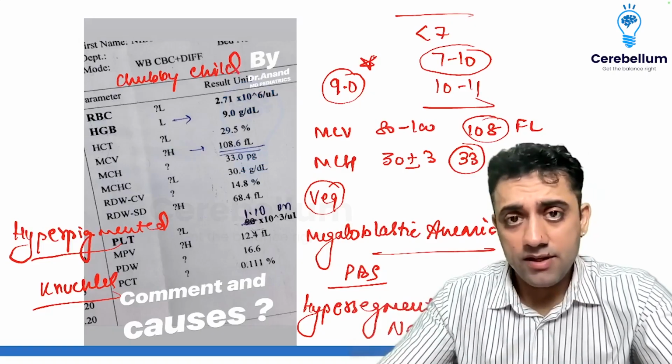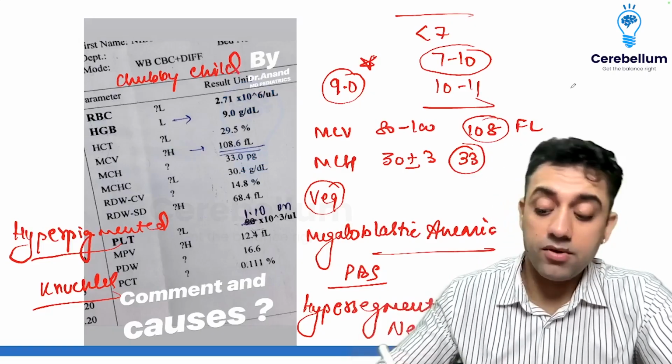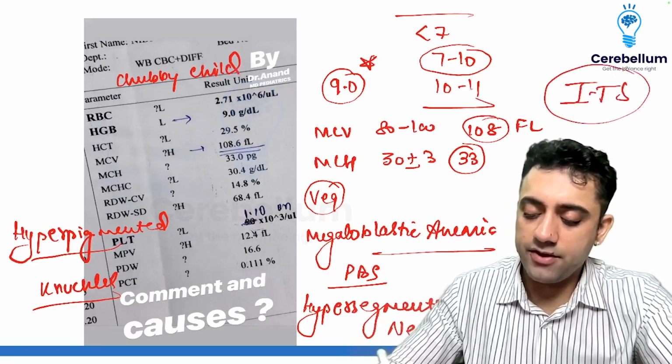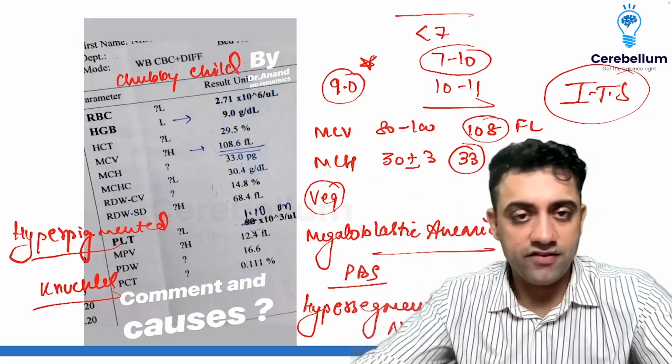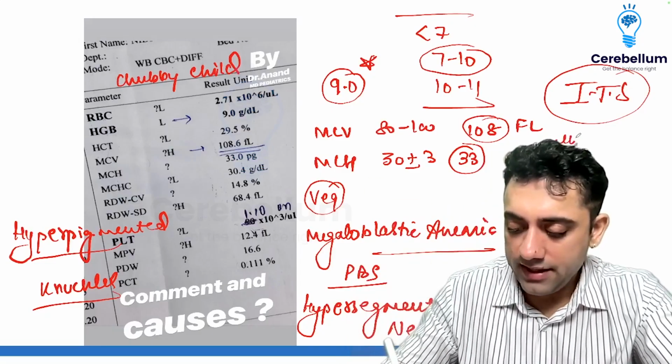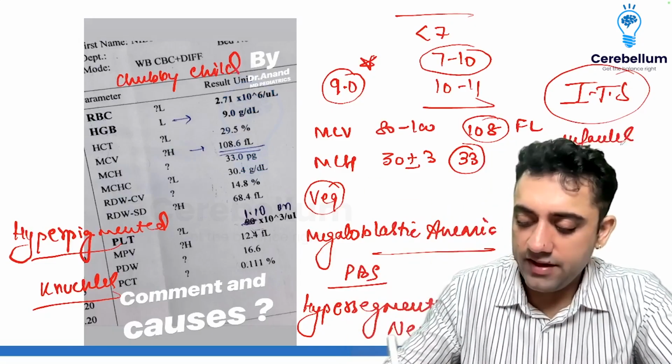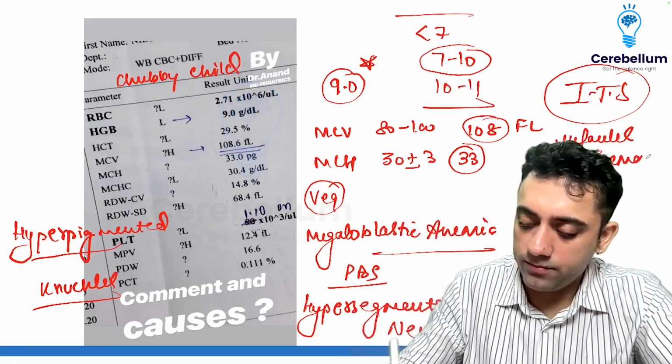And if I have megaloblastic anemia, which problem can I land up into later? Infantile tremor syndrome. There is something known as infantile tremor syndrome, ITS. The patient can land up into infantile tremor syndrome.